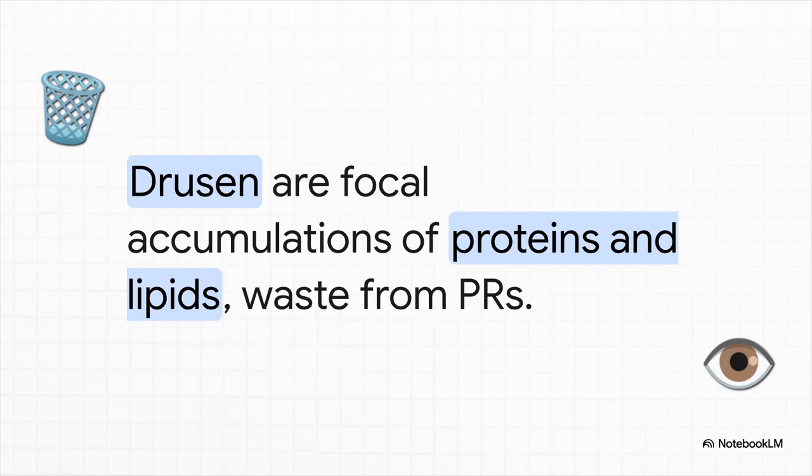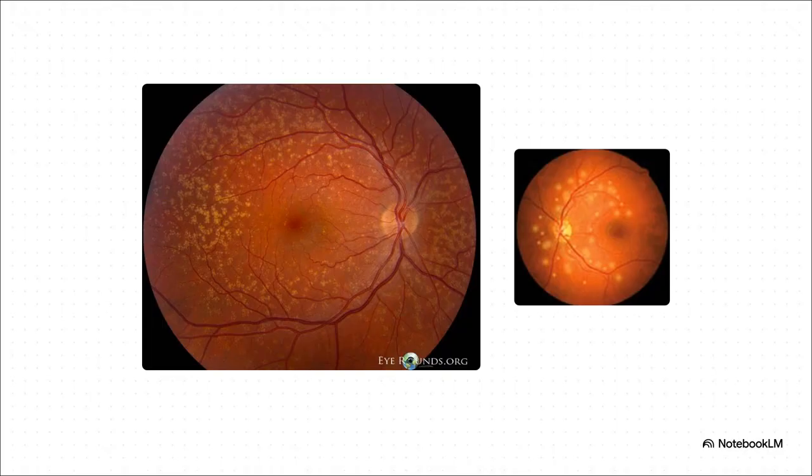Normally, your RPE clears all this out, but in AMD, this clearance mechanism fails, and that waste just accumulates focally in the outer retina. This is critical to understand. Drusen physically alter the structural integrity of the outer retina, which damages the photoreceptors and ultimately leads to vision loss. As a clinician, you must know how to grade these.